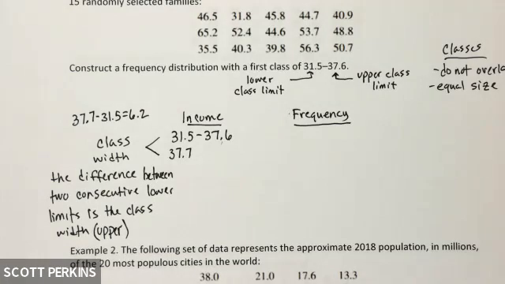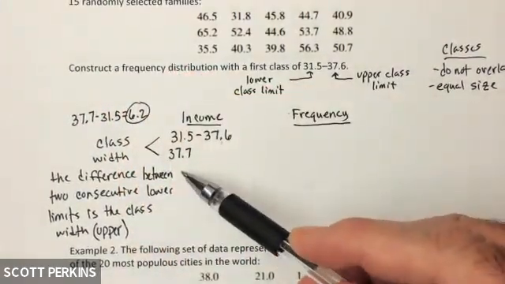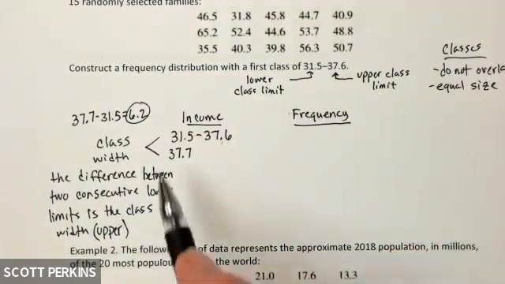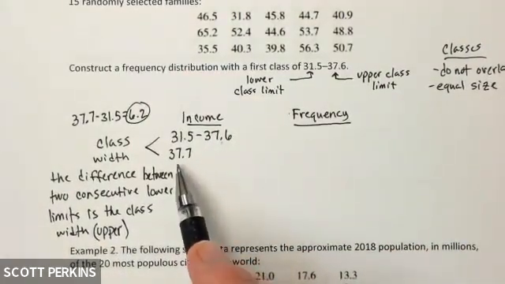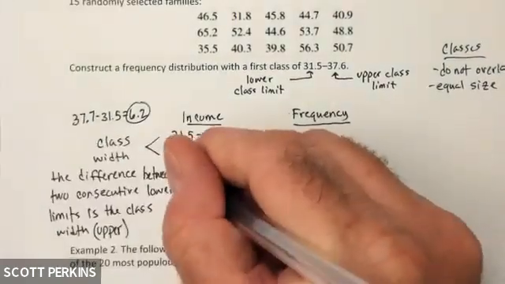Here's how you get all the other lower limits and all the other upper limits. Everything just kind of tumbles into place. I'm going to take this value, 6.2, the class width, and add it to get all the upper limits. So help me out. If I have 37.7, what do I get when I add 6.2 to that? 43.9?